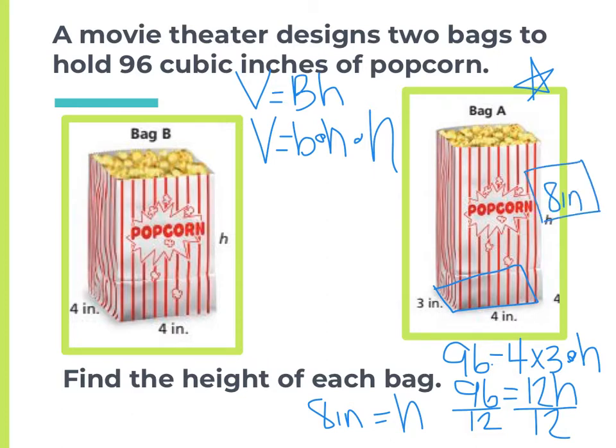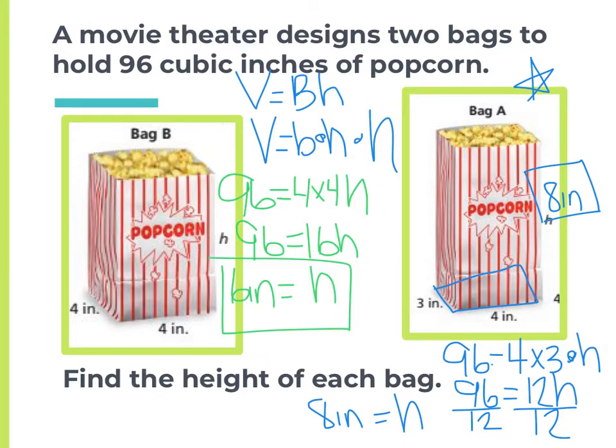Great, great, great. Now let's go ahead and do the same exact thing for bag B. So I want you to pause the video, give it a try, and then check your answer. Okay, if you got what I got, we're over here. We got 6 inches. So we're going to need to remember these for the next slide. So we have the height for each of them.